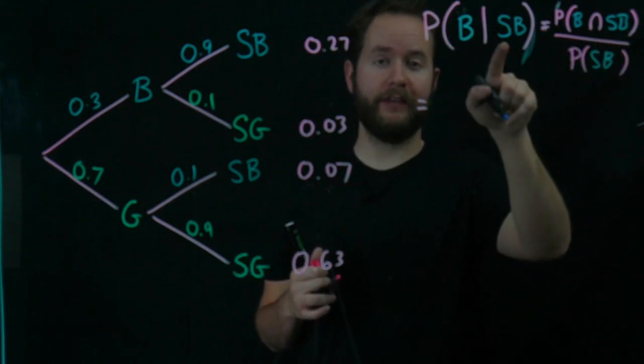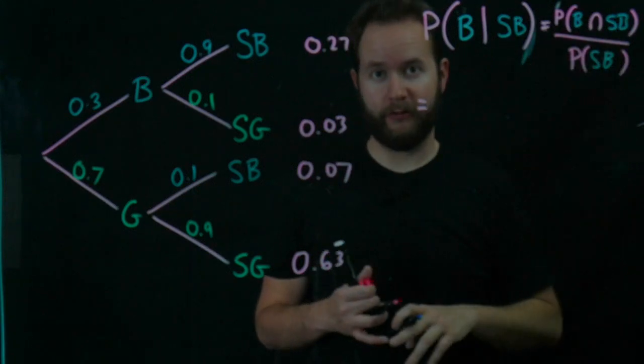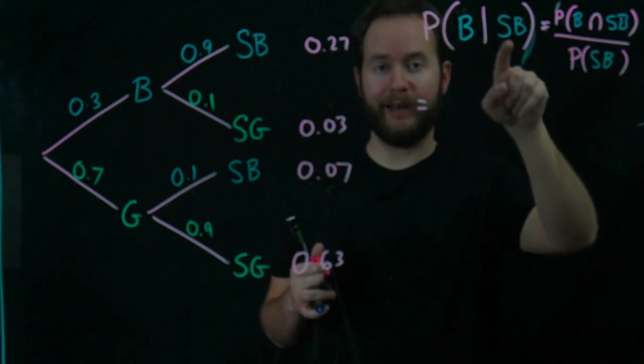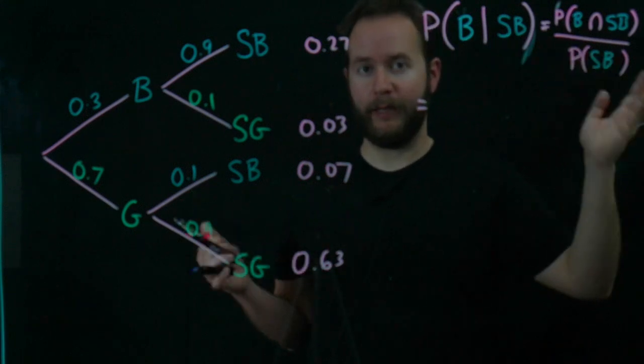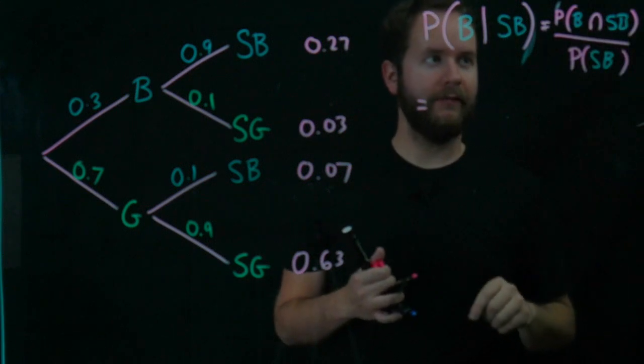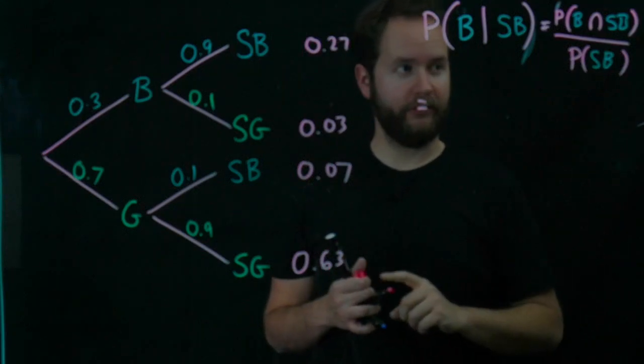If I say P of B given SB, these events, B and SB, go right in those positions regardless of what we have. We could have a pizza emoji and an eggplant emoji right here. We're just going to replace those things by what we see in this formula. Where do I find P of B intersect SB and P of SB? Let's start with P of SB. That's actually easiest to start with.